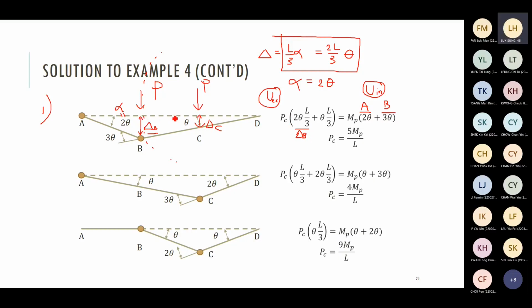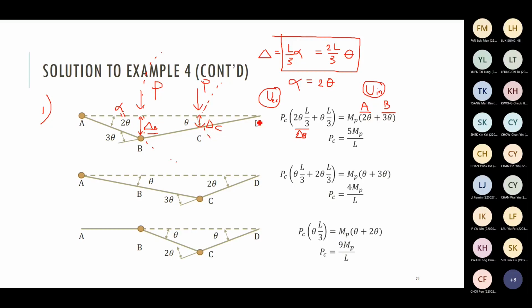2L/3 is the radius of this big circle, and then times theta. That gives you the first displacement. Displacement times P gives you the first work done. The second force also does some work, but the contribution is smaller because delta C is smaller. For delta C, you can use the arc length equation again, or if you like, you may use similar triangles.